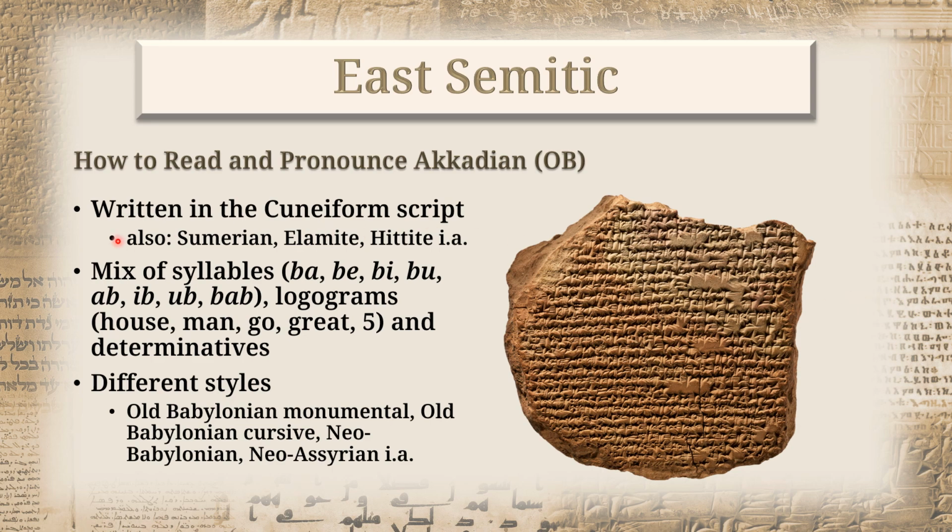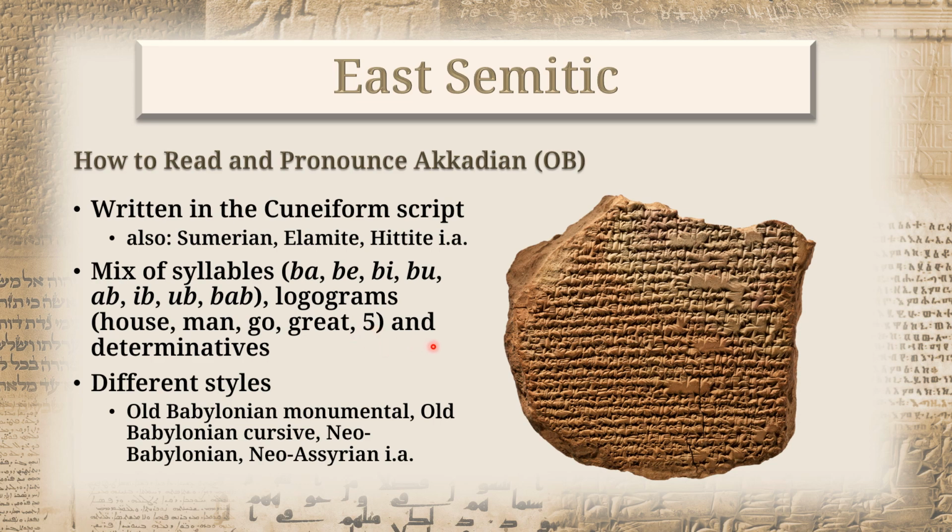It is mostly a syllabary, which means you don't write single consonants, but syllables like ba, be, bi, bu, but also closed syllables like ab, ib, ub, etc. And also consonant-vowel-consonant syllables like bab or gag or bit, etc. It also contains logograms or ideograms, so signs that represent whole words like house, man, go, grade 5, etc.